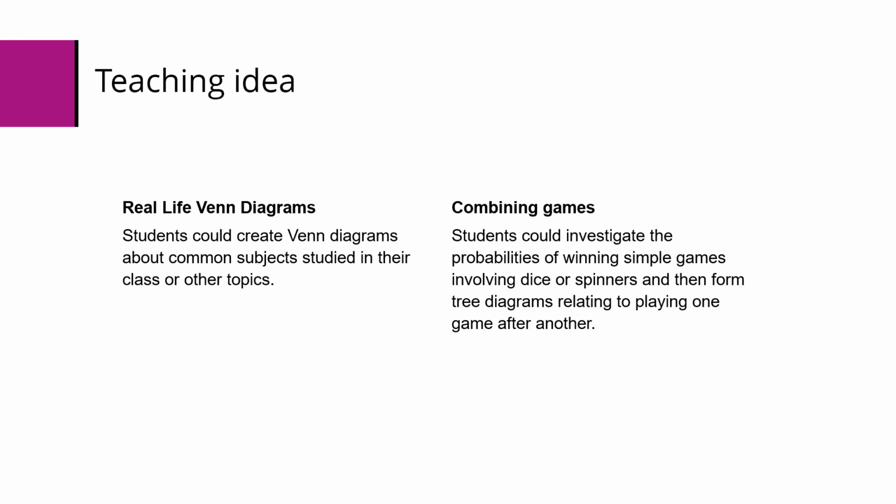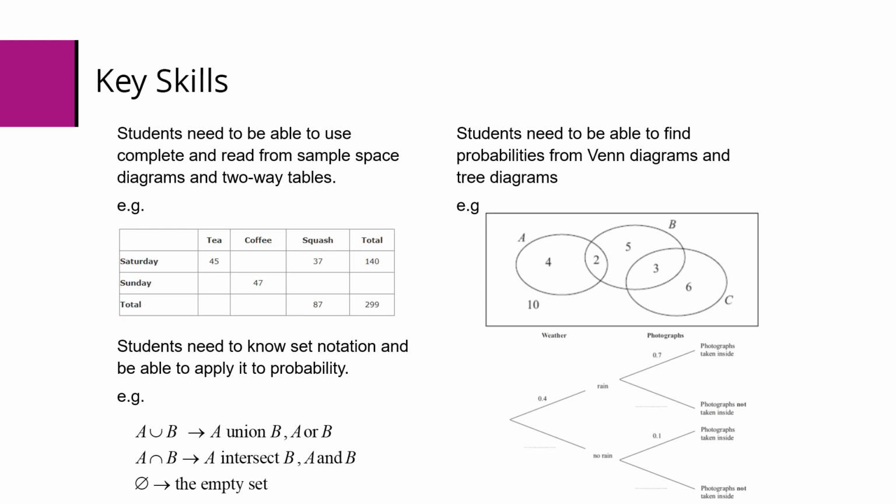The key skills needed for this topic. Students should be able to complete and read from sample space diagrams and two-way tables. They need to know set notation and be able to apply it to probability situations. They also need to be able to find probabilities from Venn diagrams and tree diagrams.